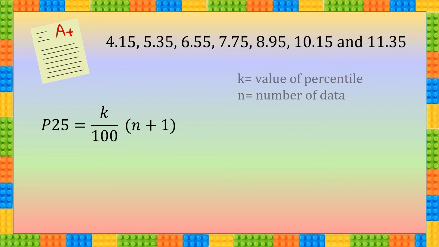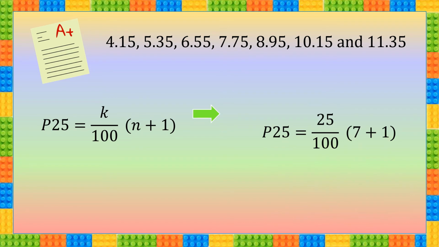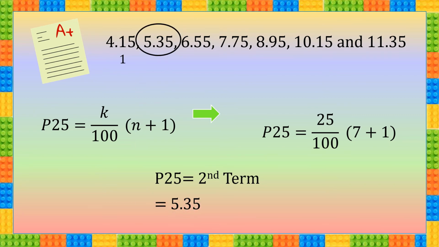Now, we will substitute the values into the formula. K will be 25 since we're looking for the 25th percentile, and n is 7 because there are 7 given numbers. By simplifying the equation, we will get our answer, which is 2. This means that the 25th percentile is the second position from the left in the data. Now, we're going to count 2 from the left to identify our 25th percentile. 1, 2. Our 25th percentile is 5.35.